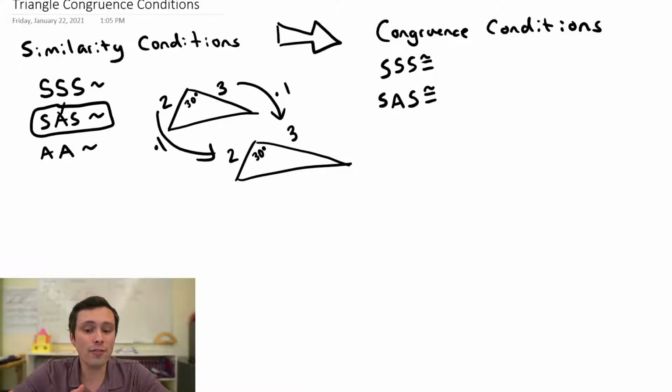And again, what's the difference? In the similarity version, you're checking that everything's been multiplied by the same amount. In the congruence version, if they're multiplied by something, it's 1, meaning the lengths are exactly the same. So you're checking all the lengths are exactly equal, not just that the ratios between the lengths are exactly equal.